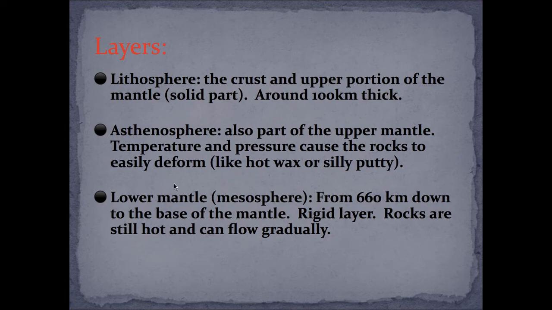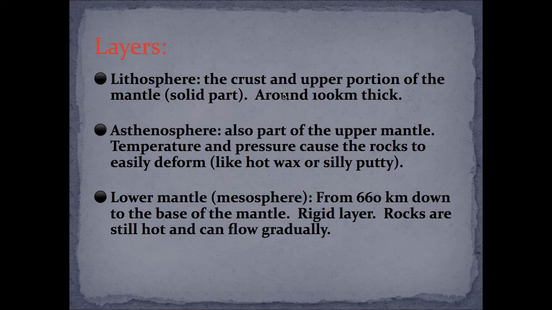Below the asthenosphere is the lower mantle, or the mesosphere. We're going to use mesosphere in another aspect, so don't get super hung up on this term, because you're going to see it later on this year regarding something else. But the mesosphere, or the lower mantle, is the bottom of the mantle. It's rigid, it's solid still, because remember, the mantle is solid, but it's still hot enough that the rocks can move around and flow. They're flexible, kind of like plastic.